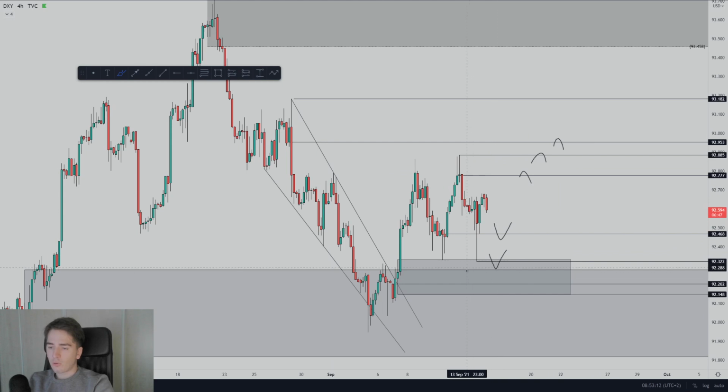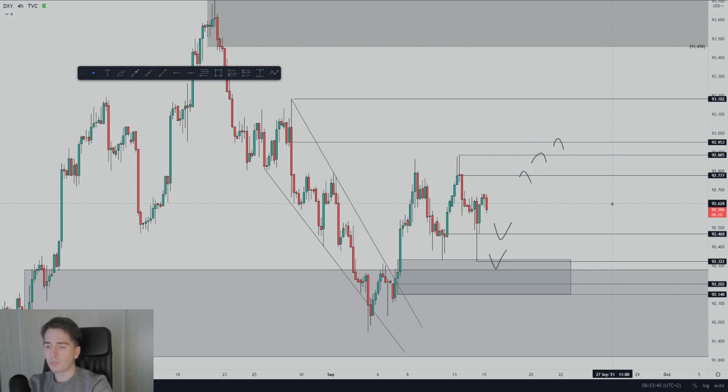These are my levels for potential support forming. So 92.468, 92.322. And in the highs 92.777, which is a very strong area of mine, alongside 92.953, and 92.885 is a weaker area. So preferably I would like to see 92.953 or 92.777 get hit before then seeing more downside. So yeah, that's dollar index for you.